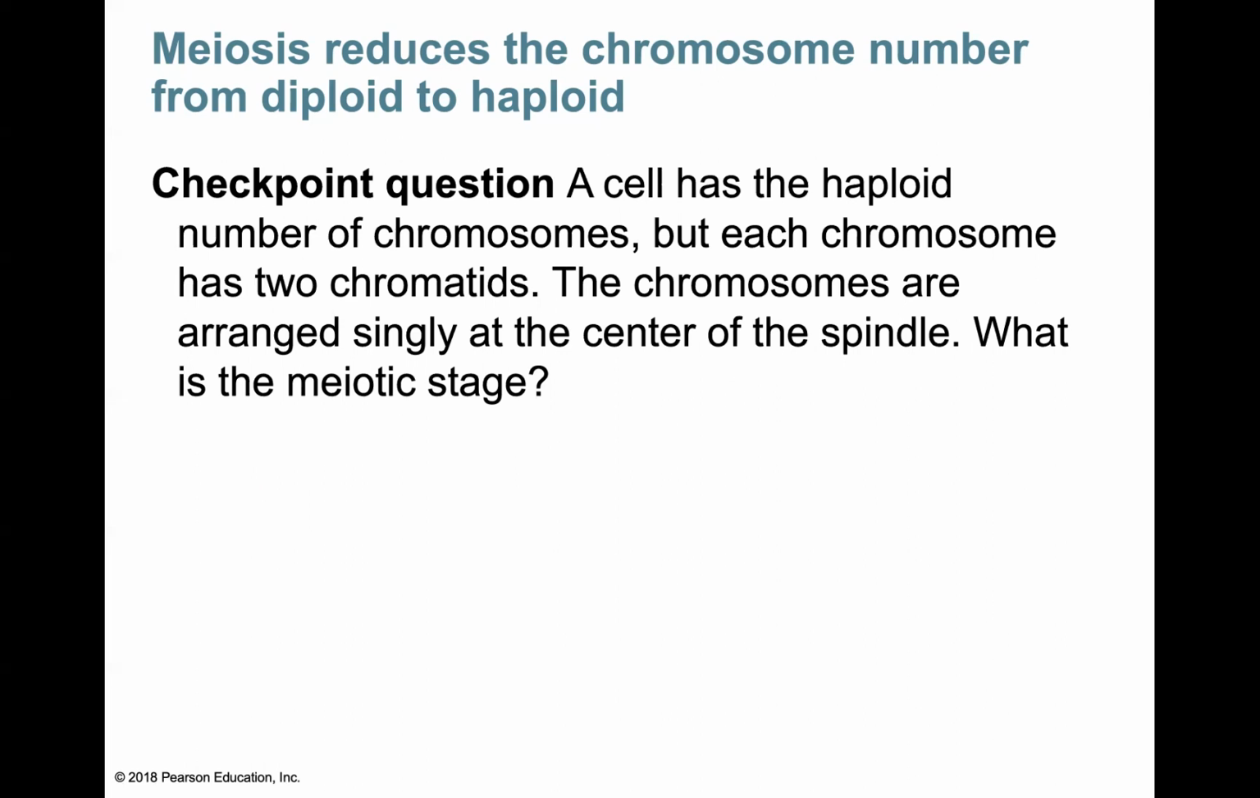Okay. So we have a checkpoint question here. A cell has the haploid number of chromosomes, but each chromosome has 2 chromatids. Chromosomes are arranged singly at the center of the spindle. What is the meiotic stage that we are in right now? We'll respond to this in your notebook.